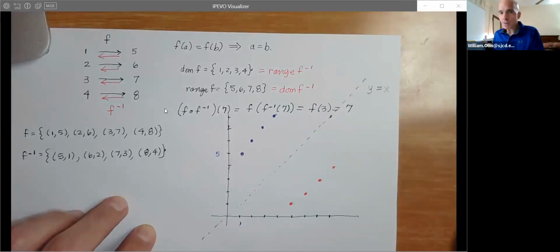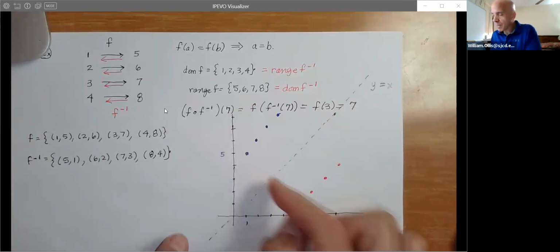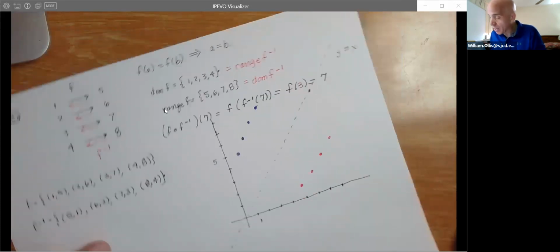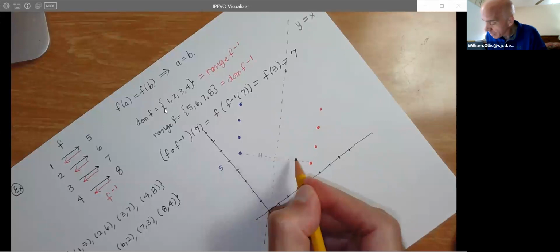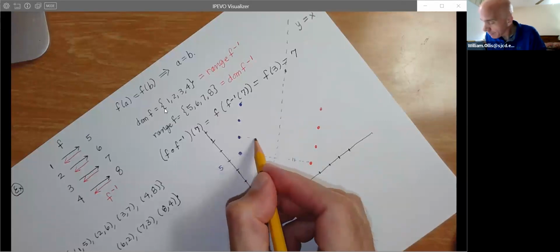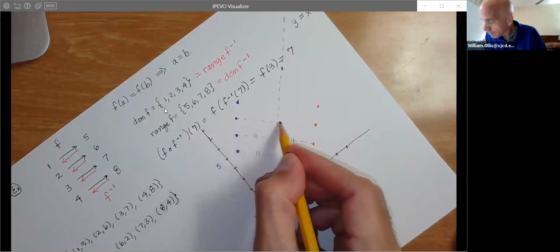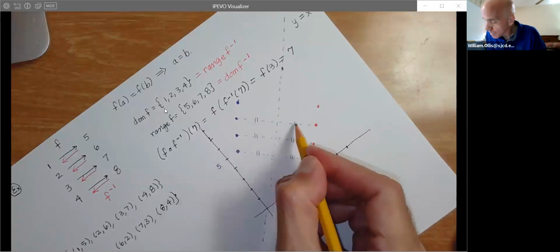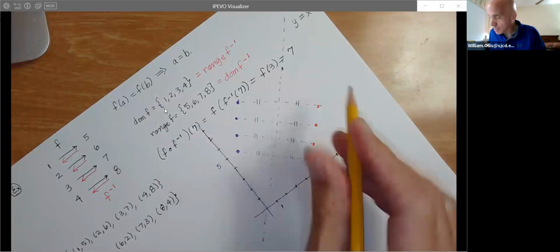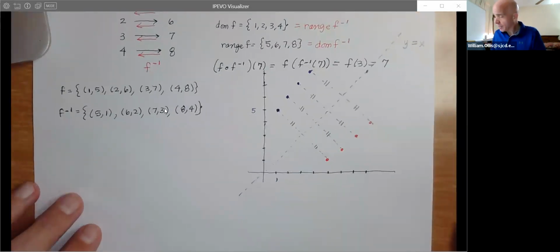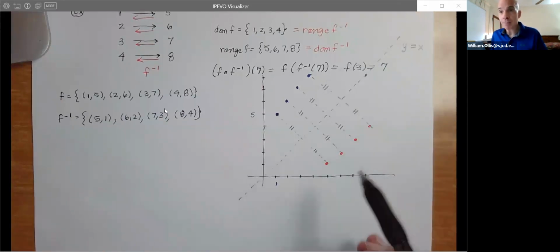So what we see, even though my picture's not perfect, is that these points are symmetric relative to this line. That is, if we drew a dotted line right through here, this distance equals this distance. This distance equals this distance. So again, what we're seeing here is that y equal x is a mirror.